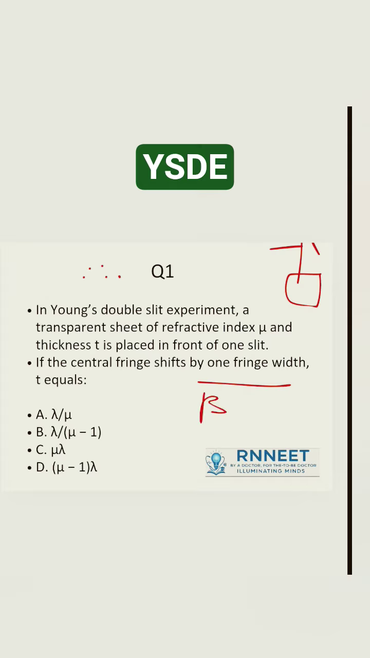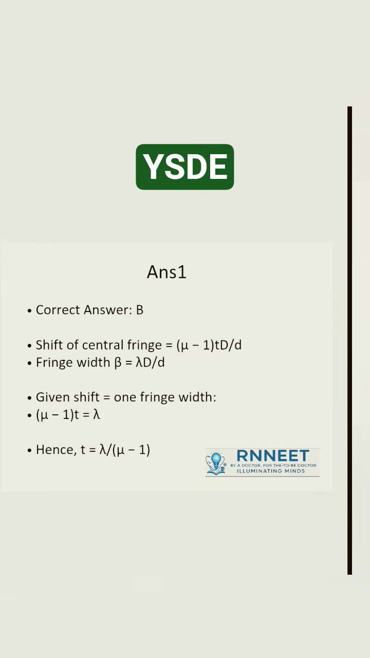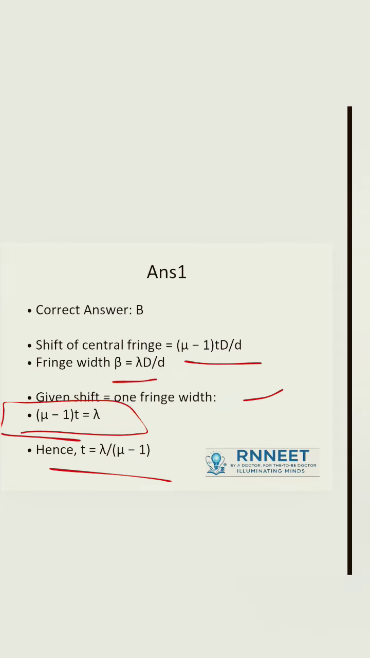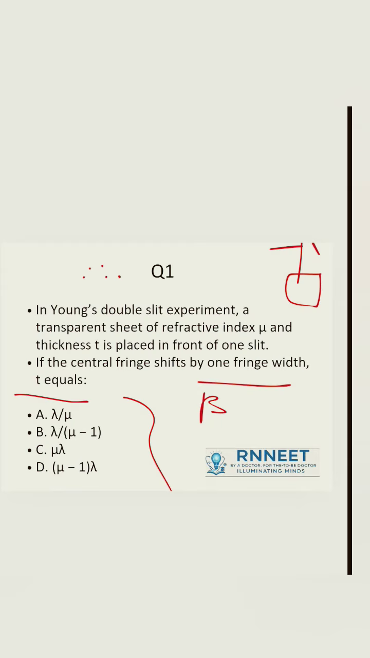Okay, so you're going to equate two things. That is, the shift is equal to the width, which is equal to 1 beta. When you do that, you will get the thickness T in terms of lambda. So remember that the shift in the central fringe is given by the formula (mu minus 1) into T into D by d, whereas fringe width beta is equal to lambda D by d, 1 beta. So when you equate these two, you will get (mu minus 1) into T is equal to lambda, because D by d will get cancelled, giving you T as equal to lambda by (mu minus 1). Okay, so good question there.